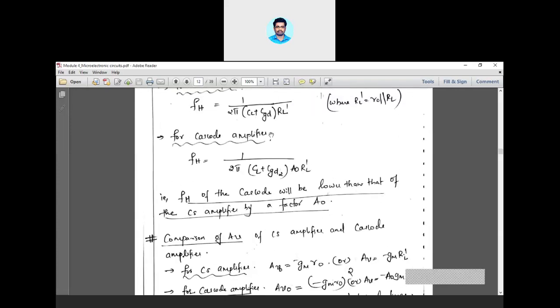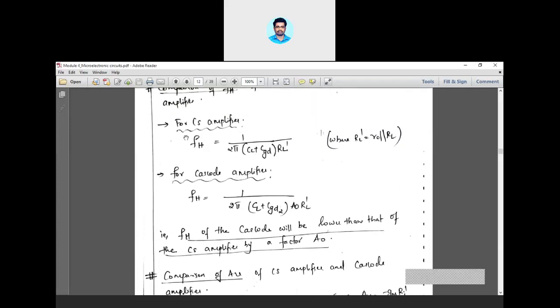See, this is the equation for the cutoff frequency FH of a CS amplifier, which you learned in the previous module. In the third module we derived the equation for FH, the cutoff frequency of a typical CS amplifier. Now this is the cutoff frequency FH of a cascode amplifier, which we have derived as of now. Compare these two. What is your inference? Which cutoff frequency is larger and which is smaller?